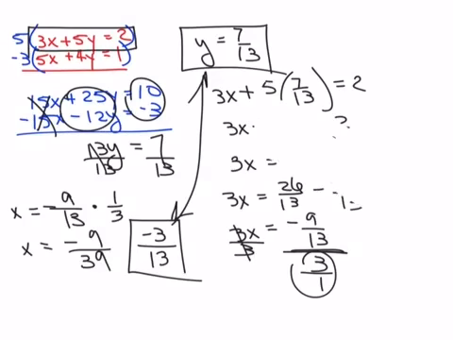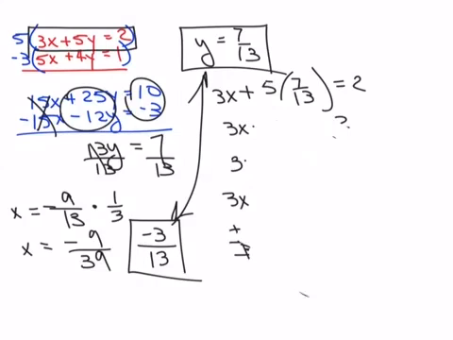So if we were to erase all this and just put an answer down now that we've figured all that out, we would get negative 3 over 13, 7 over 13. And that would be my answer then for example number 5. Alright, new video, and we'll go with example number 6.